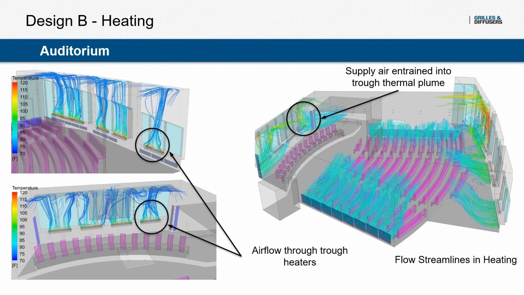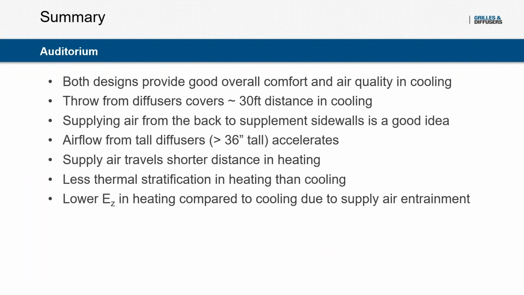So in this case, the solution would be either shorter diffusers or at least to move those diffusers a little bit further away. You can see, however, in the rest of the space, although the air doesn't travel as far as in cooling, it's still doing a decent job covering that central audience area, both from diffusers from the back and the ones from the side. So definitely some interesting little design tips have come out of this example.